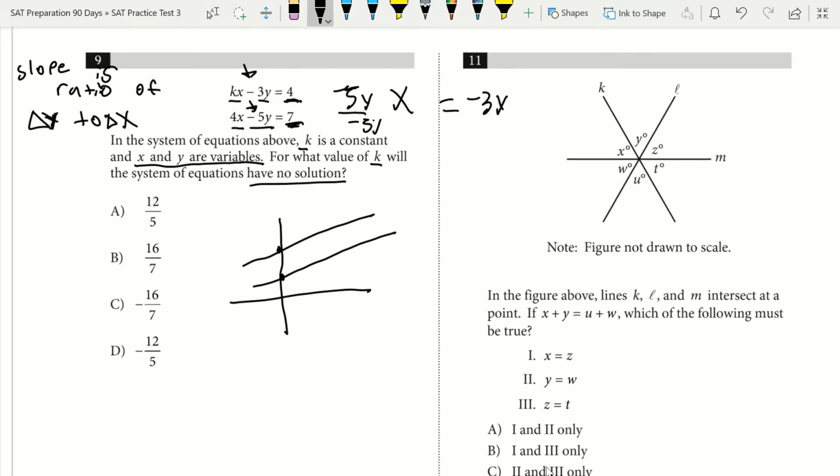We divide each side by negative 5y. We see that our y's are going to cancel there. Our y's cancel, our negatives cancel, and we're left with 3/5. So we have to multiply this equation down here by 3/5, right?